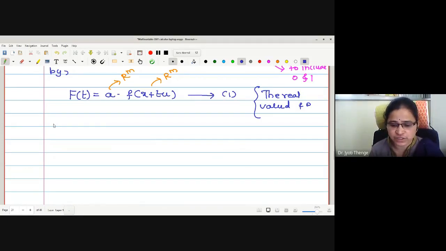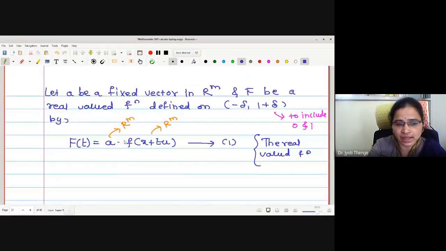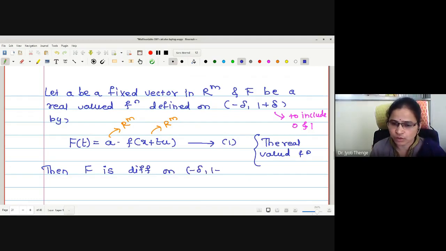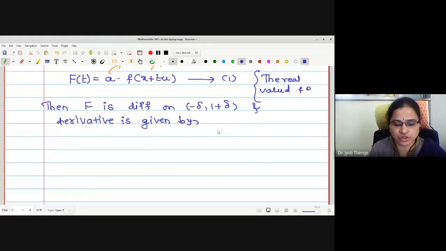Now we have to just check differentiability of this function on the domain. Whether the function is differentiable: a dot f of x plus tu, already it is given that this small f is differentiable. We have taken a dot product, therefore this capital F is going to be differentiable. So here I will write that capital F is differentiable on (minus delta, 1 plus delta) and the derivative is given there. What is the derivative of this function?